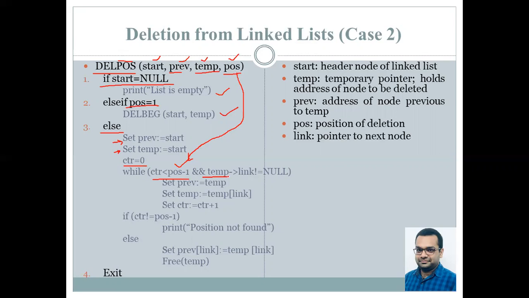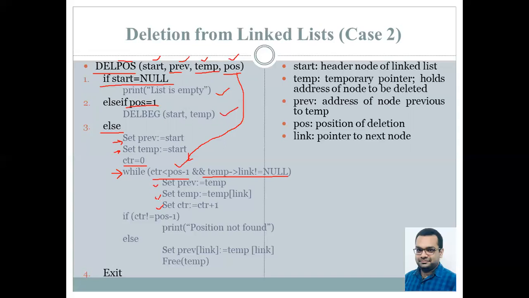And we'll check that temp's link is not equal to null. Temp link equal to null means that we have reached the last node. It is highly possible that the position of deletion is the last node only. However, using these conditions, we can run one iteration of our while loop. We'll return to this topic's explanation in a minute. As long as both these conditions are true, we set the value of previous to temp, temp is incremented to point to the next node, and the counter's value is also incremented.